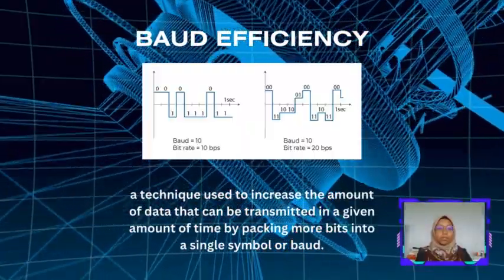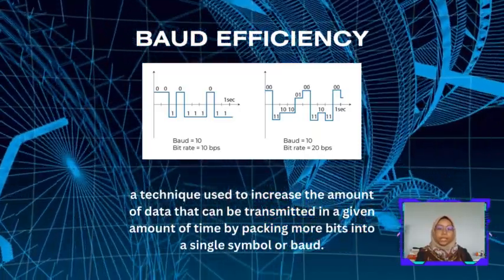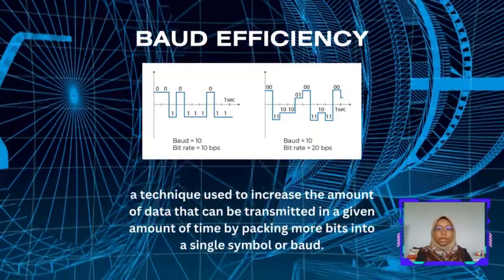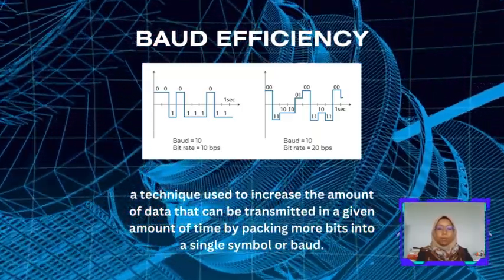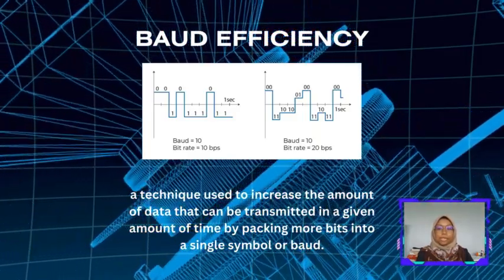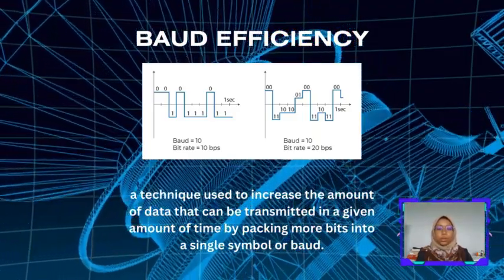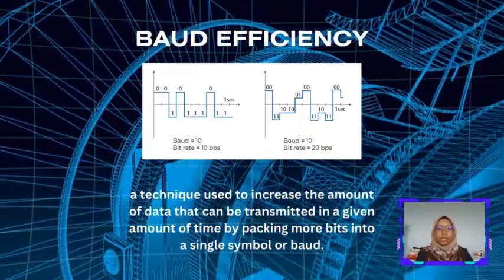Baud efficiency, also known as increasing the bit rate per baud, is a technique used to increase the amount of data that can be transmitted in a given amount of time by packing more bits into a single symbol or baud. This is achieved by using signal encoding techniques that enable multiple bits to be transmitted in a single symbol.